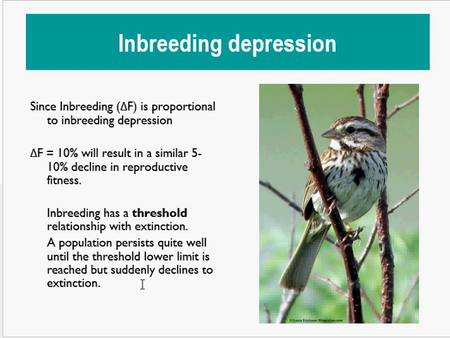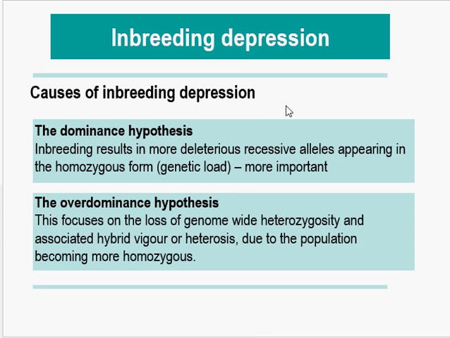So causes of inbreeding depression: the dominance hypothesis. Inbreeding results in more deleterious recessive alleles appearing in a homozygous form, and this results in bad proteins being produced, and the organism, the individual which holds those deleterious recessive alleles, will then either die or won't be as competitive, and therefore these recessive alleles in the homozygous form will be more likely to be deleted from the next generation. So you would lose these deleterious recessive alleles.